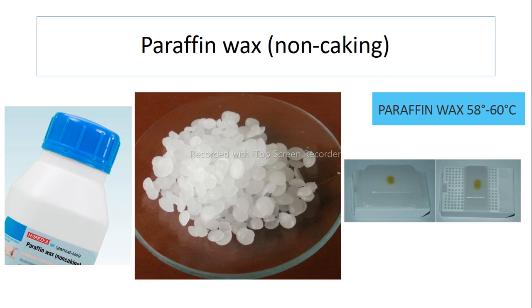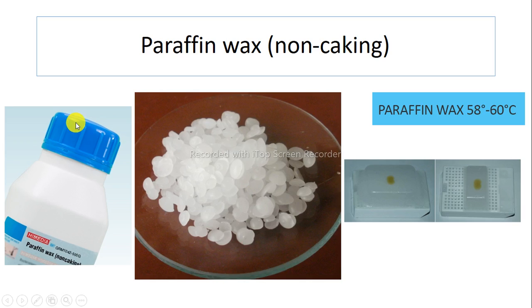Next is paraffin wax. Paraffin wax is of two types. What comes in the market is in pellet form, and some paraffin comes directly in compact form. Whenever you want to prepare histopathological blocks, go for the non-caking paraffin wax, because it is easy to take whatever amount you require, and only that much paraffin wax you can melt.